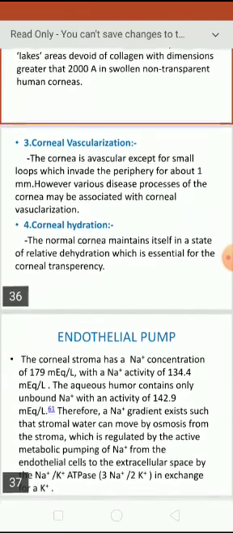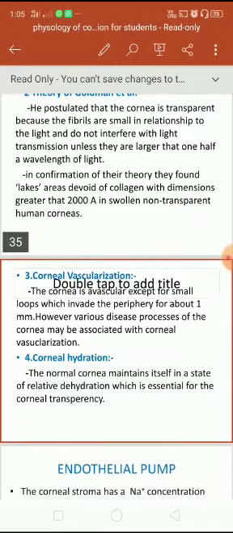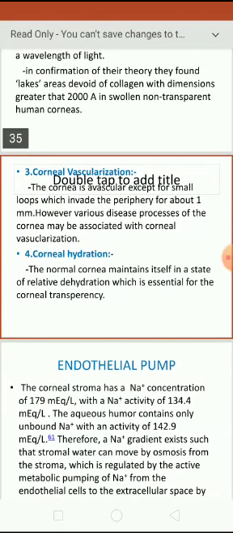The third important factor which maintains corneal transparency is corneal vasculature. The cornea is avascular except for small loops which invade the periphery for about 1 mm. However, various disease processes of the cornea may be associated with corneal vascularization. Another factor is corneal hydration. The normal cornea maintains itself in a state of relative dehydration, which is essential for maintenance of corneal transparency.